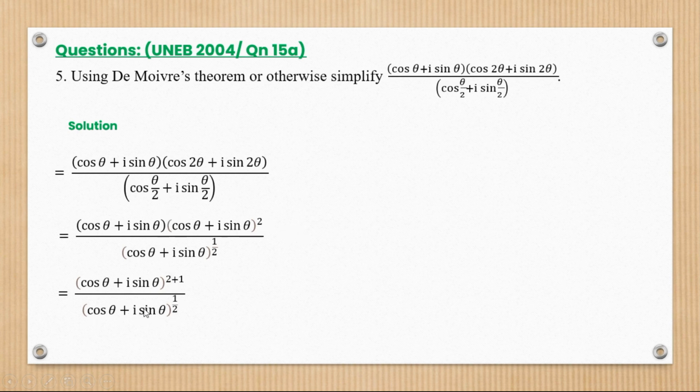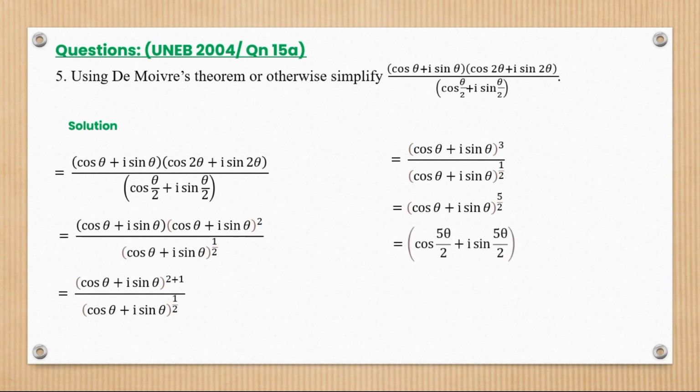At the bottom we keep it as is. So now we're left with (cos theta plus i sine theta) to the power 3 over (cos theta plus i sine theta) to the power a half. Now the powers can also subtract because they have similar bases. So 3 minus a half is 5 over 2. Then you can bring the 5 back in, and this is what we end up having.